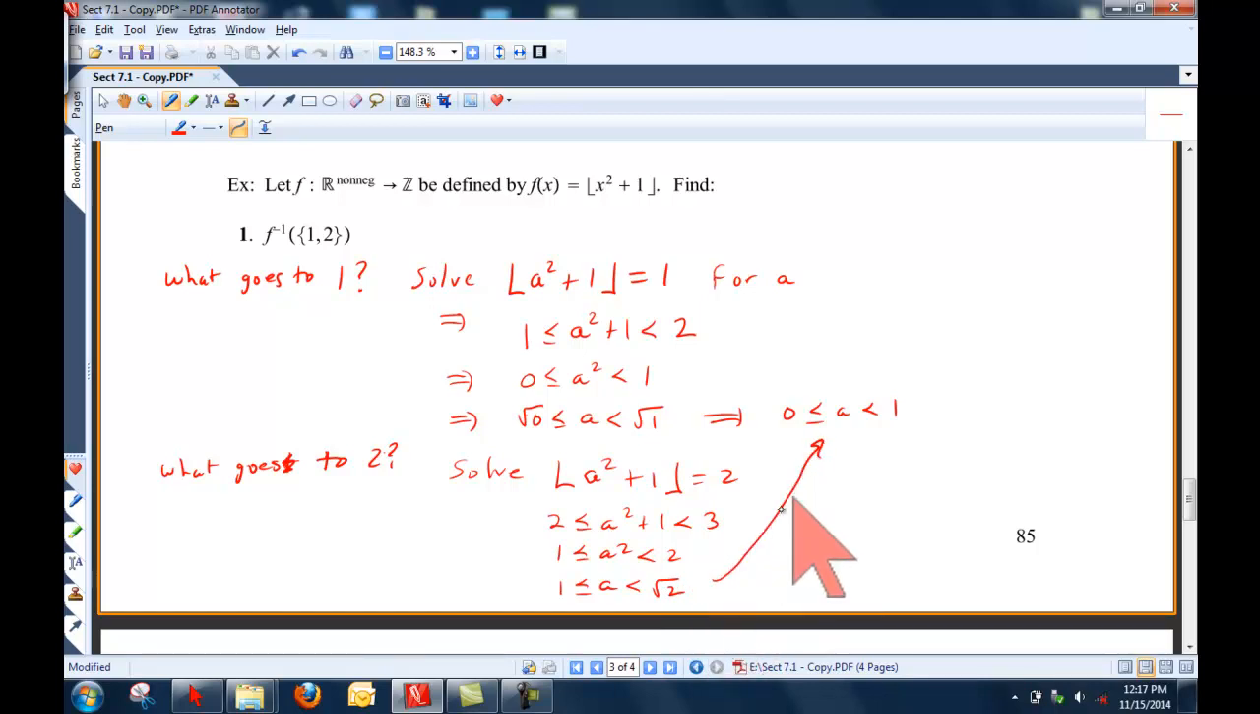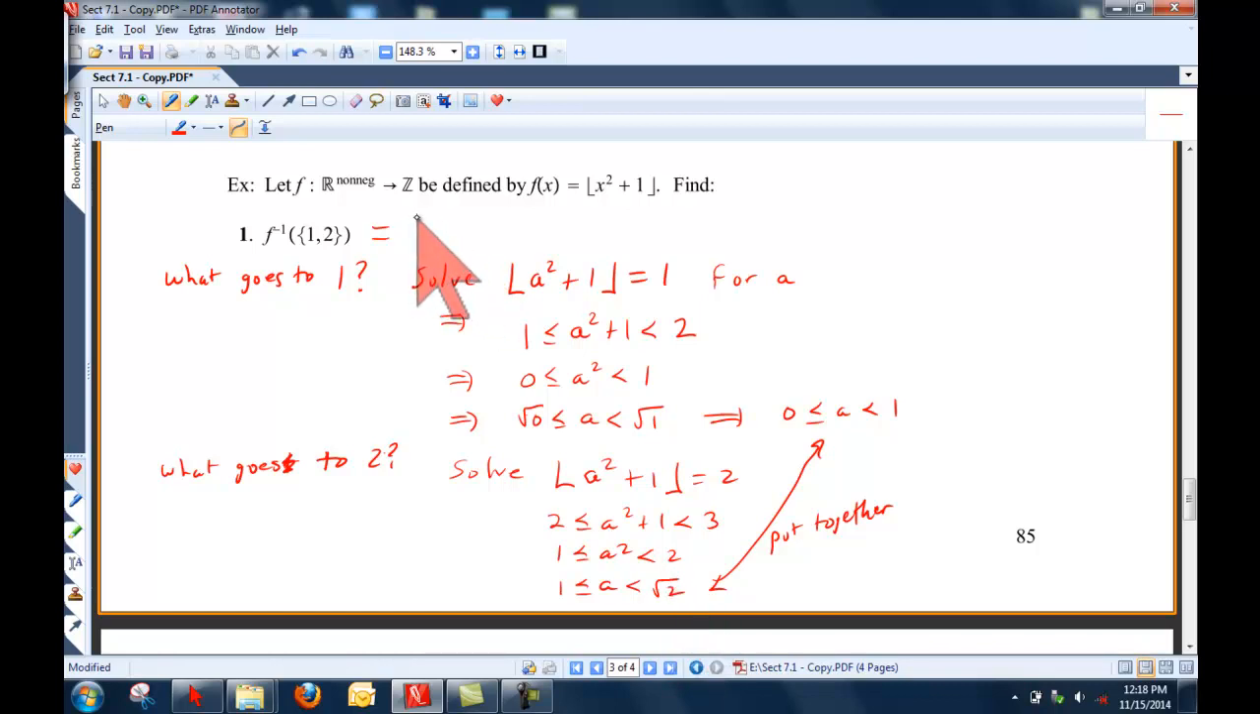And now put them together. That is a union. So let's come back up here. This is going to be, alright, it's everything greater than or equal to 0 up to but not including 1, but then I pick up 1 here and then go on up to square root of 2 but not including.